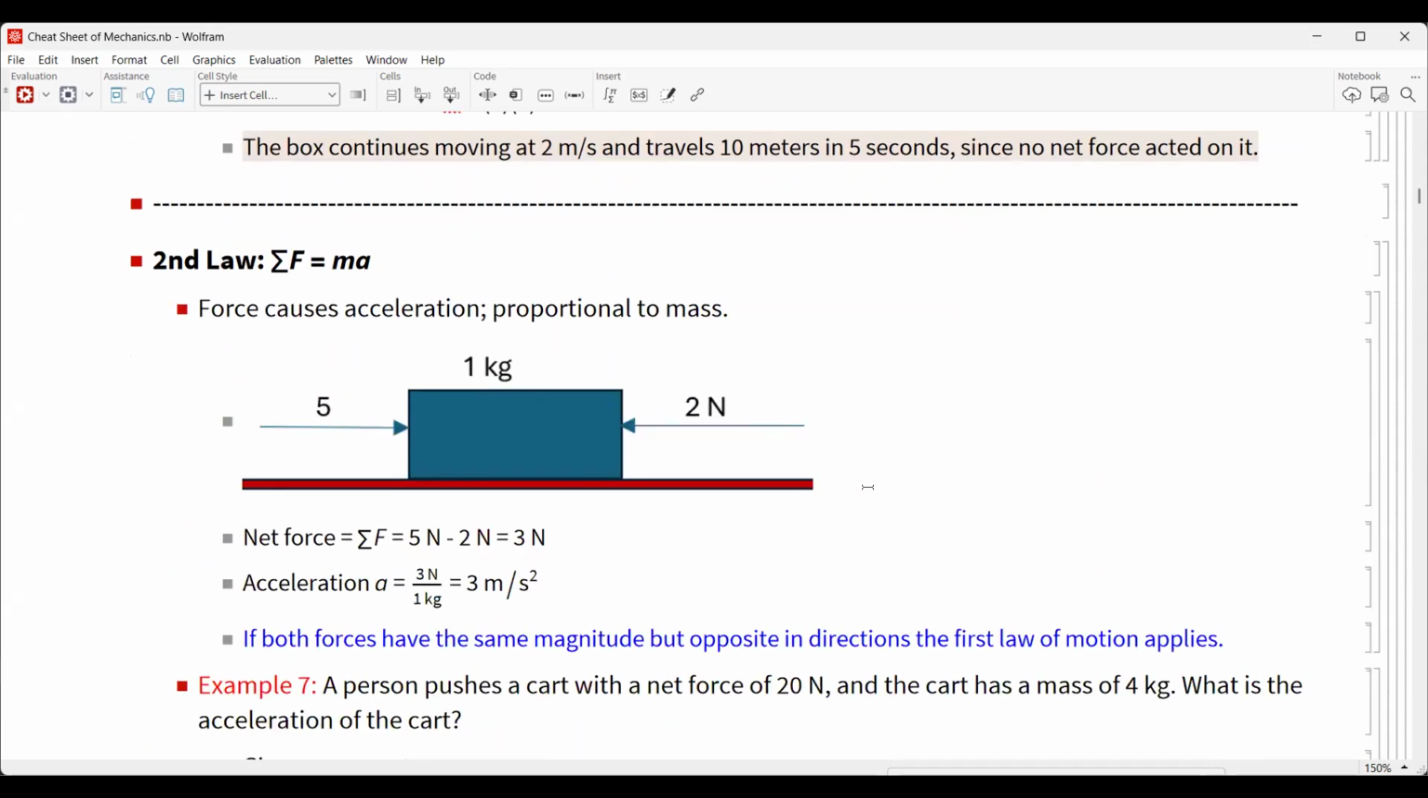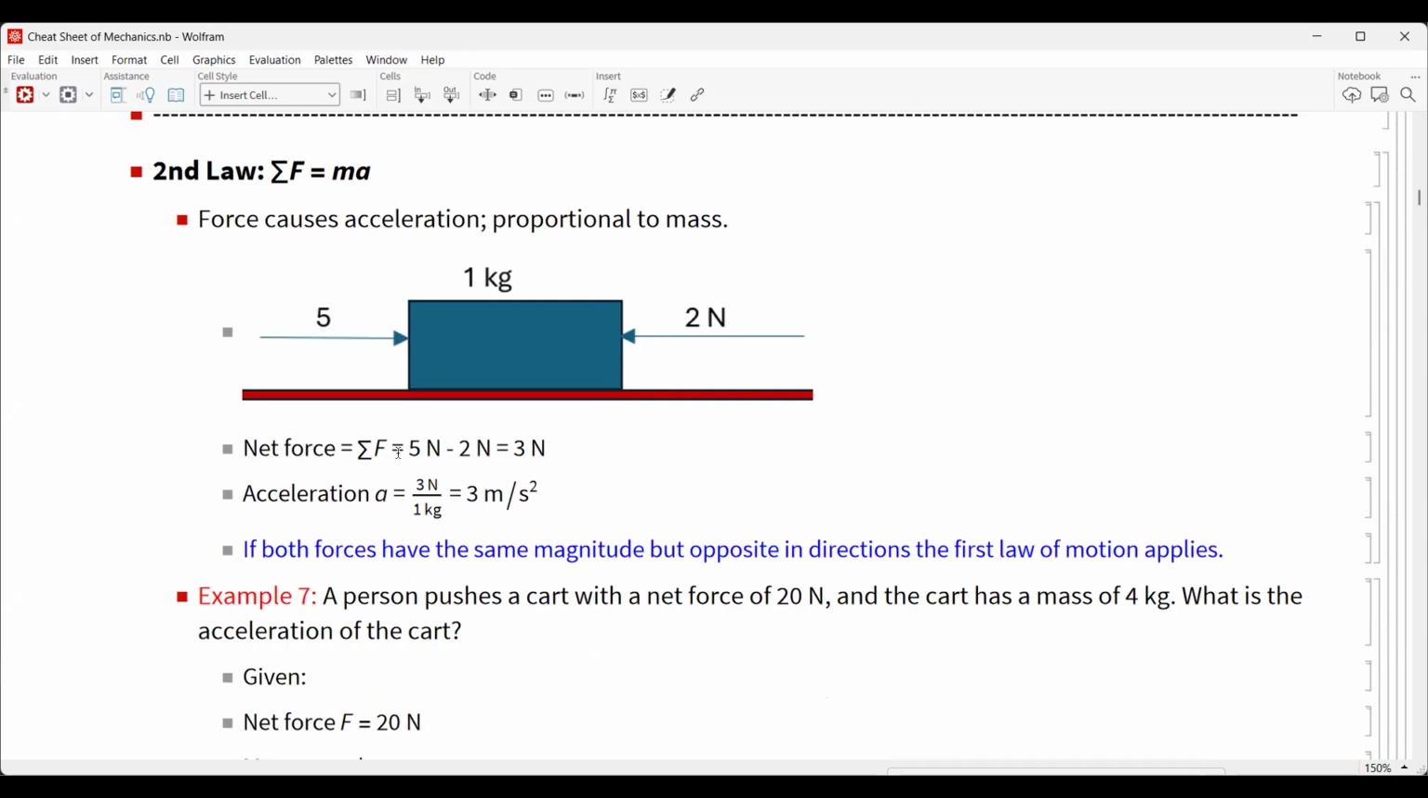Second law: Newton's second law of motion. So force causes acceleration proportional to mass. So we have the net force here. A force to the right is 5 newtons. A force to the left is 2 newtons. So we have 5 minus 2 equal to 3 newtons. So the net force divided by mass gives the acceleration, equal to 3 meters per second squared. So if both forces have the same magnitude but opposite direction, the first law of motion applies.